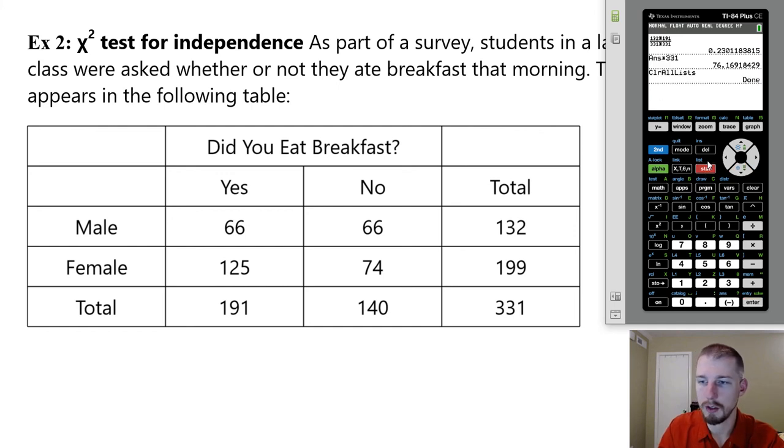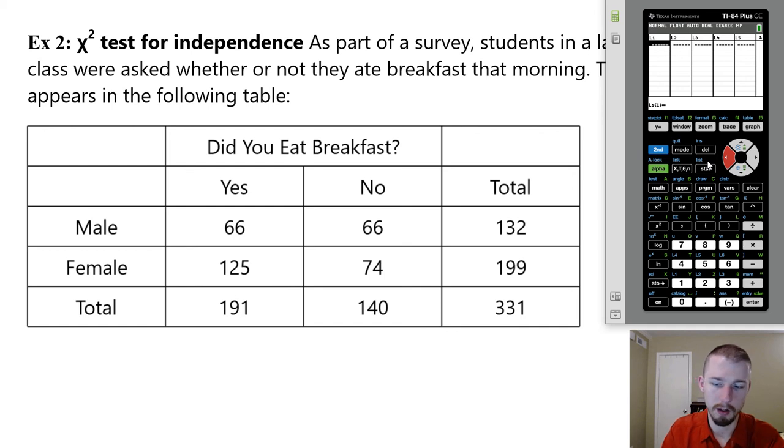So I'm going to go ahead and clear all my lists, then go into stat and edit. For list 1 I'm going to put in male yes, male no, female yes, and female no. Then for the expected amounts, I'm going to type that in here. That's 132 times 191 all divided by 331.